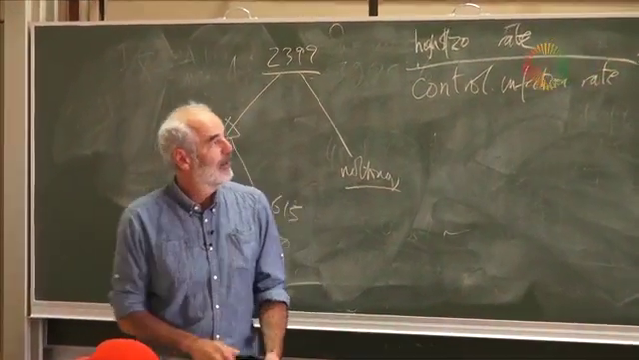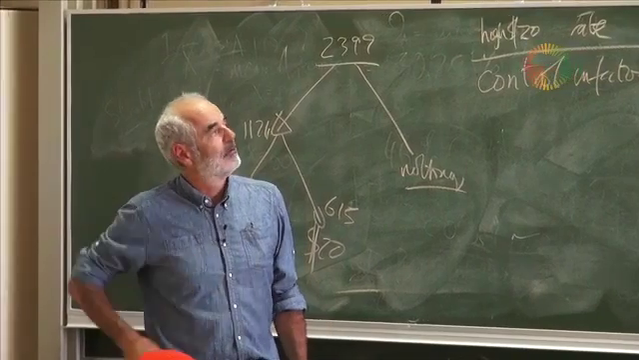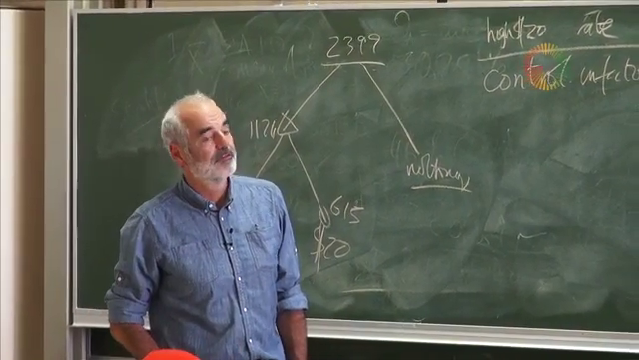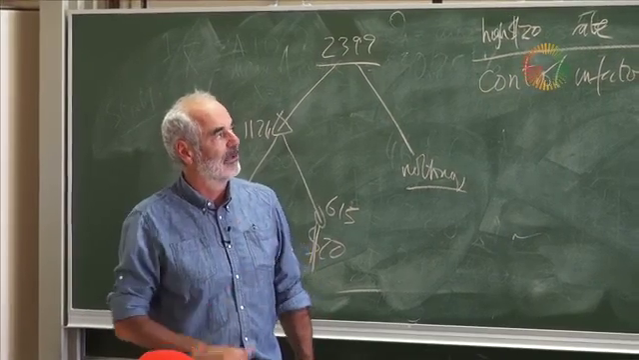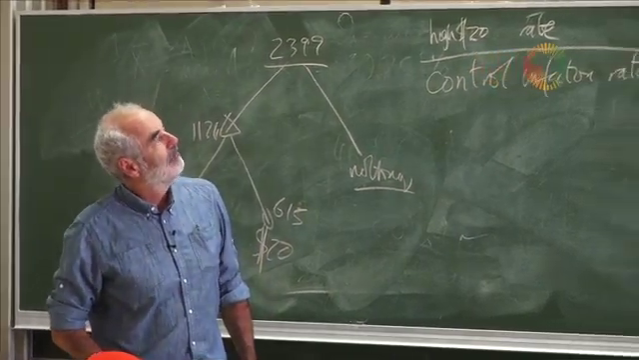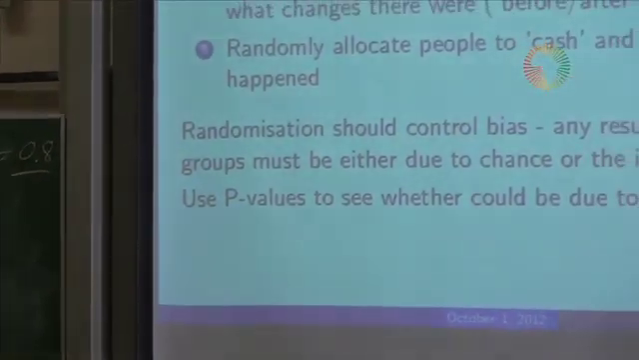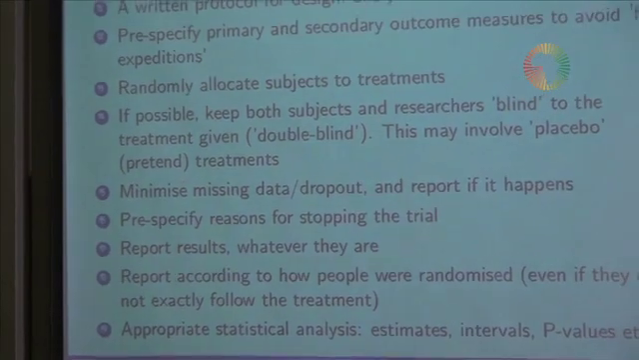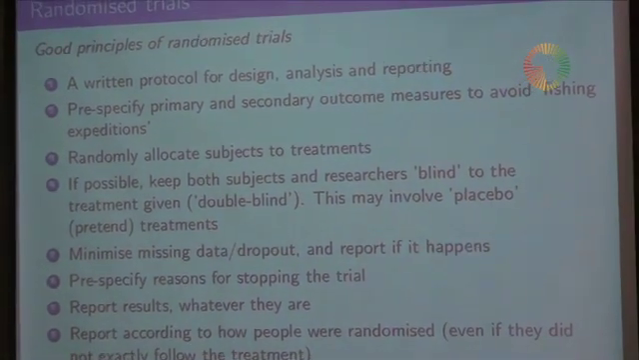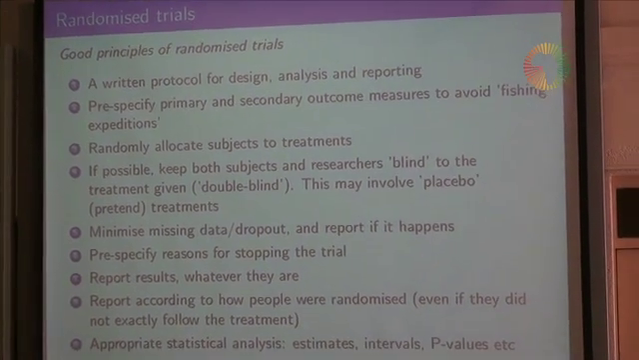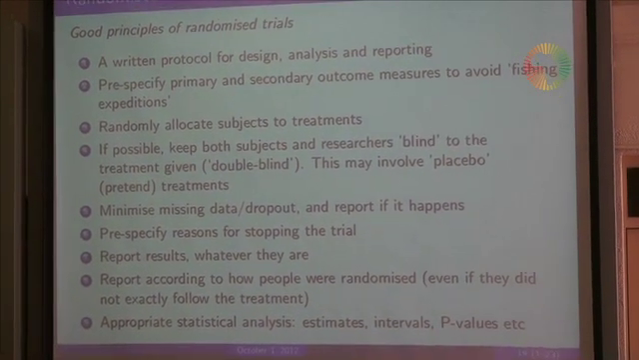Yeah. So that's just an example of an experiment, and that's what people do now, using statistics. So we'll do some stats of that tomorrow. Okay. We've done that. Oh yeah, okay. Oh, this is a bit boring. This is good principles of randomized trials. I'll leave you to read that. This is just about how to do a randomized trial.